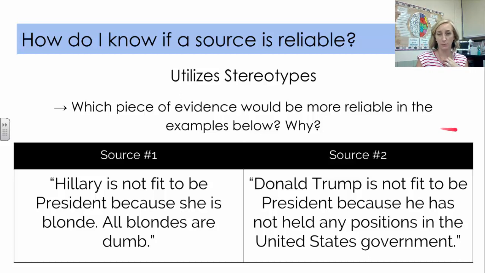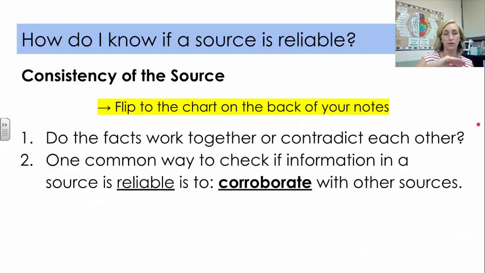Source 2, Donald Trump is not fit to be president because he's not held any positions in the United States government. Little more reliable, right? Because that's true, and that might lead him to not be as great, right? But it's not using a stereotype, okay? It's talking about his experiences, not something that qualifies him into a group of people like blonde or male or female. So this is where you're going to flip to the chart on the back of your notes, and we're going to consider 3 more ways of knowing if a source is reliable.